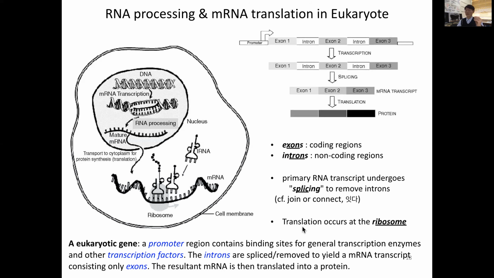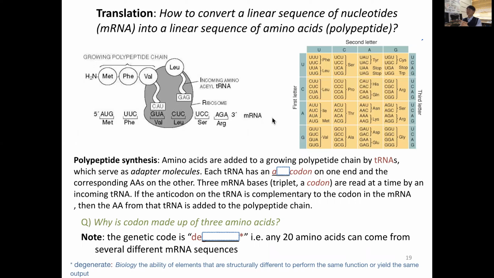Oh yeah, so this translation occurs at the ribosome. So now thinking about the genetic code, how to convert a linear sequence of nucleotides in mRNA, which is composed of A, U, C, G of 4 types, into a linear sequence of amino acids, which are the building blocks of a protein. And we know there are about 20 amino acids.